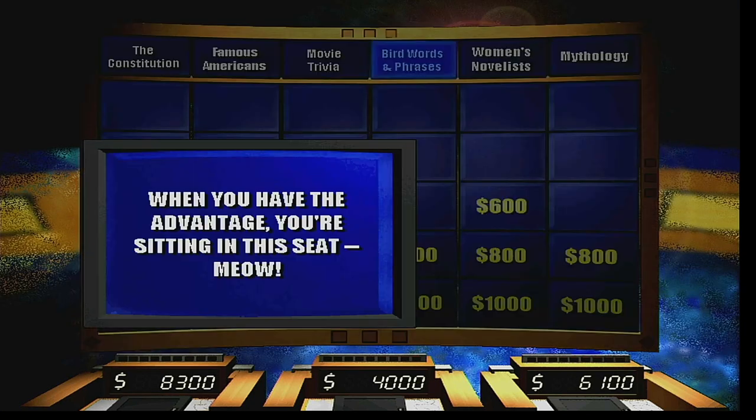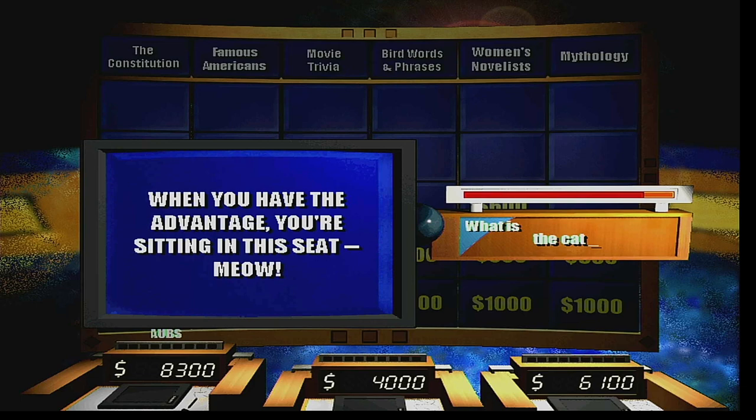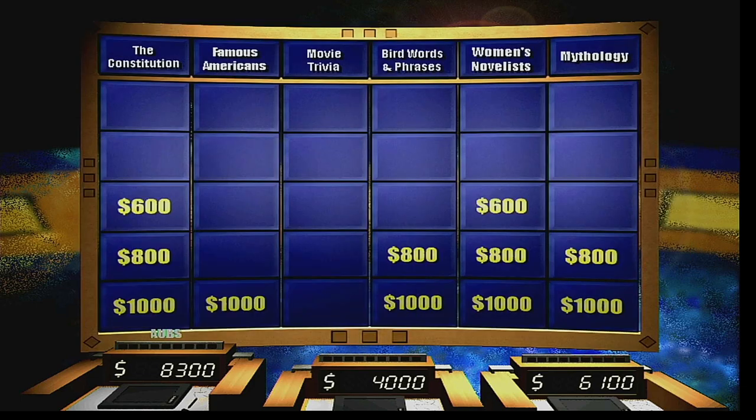Let's take Player one, Bird Words, it's your turn, for 600, please. When you have the advantage, you're sitting in this seat. Meow. Player one? What is the catbird seat? Yes. Bird board's price is 800.